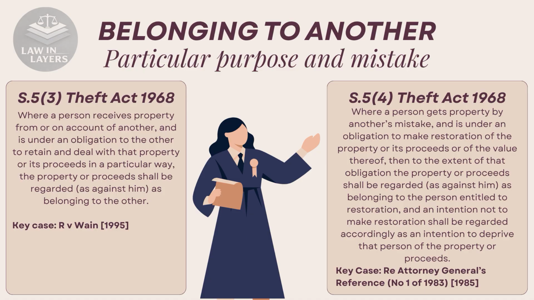Finally, under Section 5(4), if someone receives property by mistake and is obliged to return it, it is still regarded as belonging to the original owner. This was confirmed in Attorney General's Reference No. 1 of 1983, where the court held that once the recipient became aware of the mistake, they were under a duty to restore the money. Failure to do so could amount to theft if accompanied by dishonesty and an intention to permanently deprive.